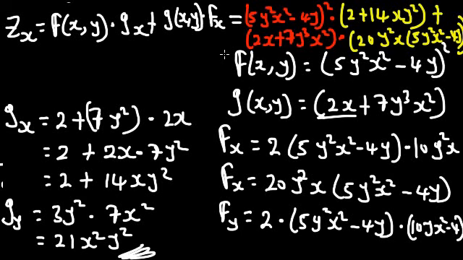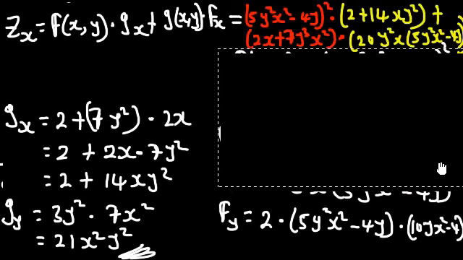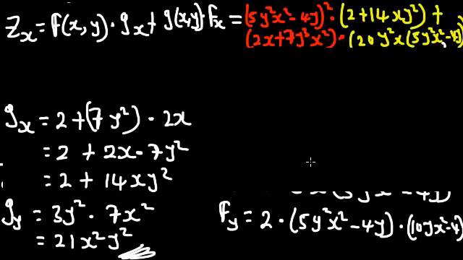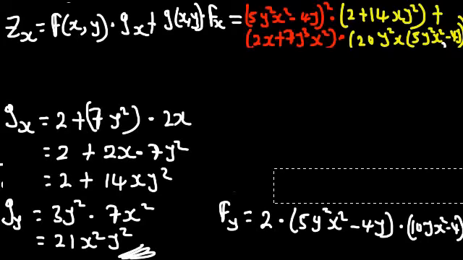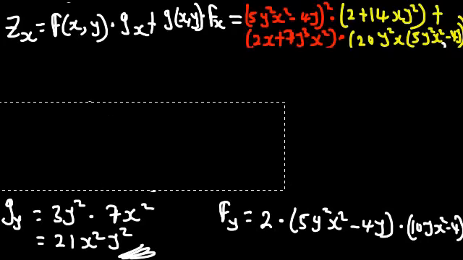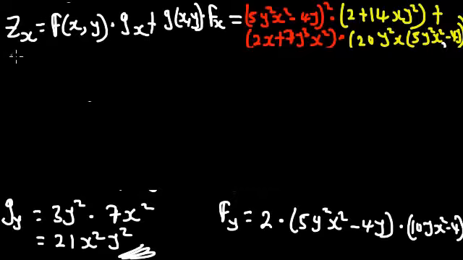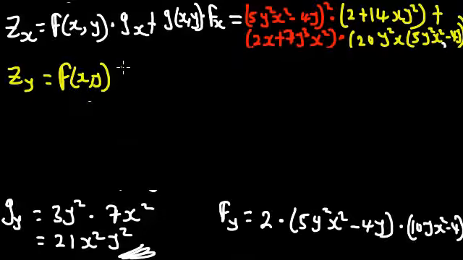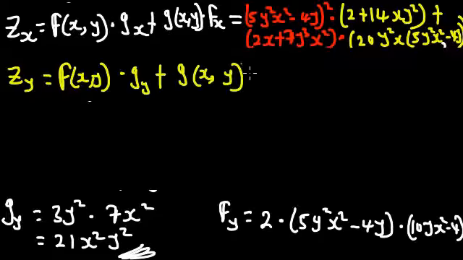Now on to z sub y. Now this can go at this point. We only need f sub y left. Perfect. Now g sub x can also go. Now to get z sub y, that simply equals f of x comma y multiplied by g sub y plus g of x comma y multiplied by f sub y.